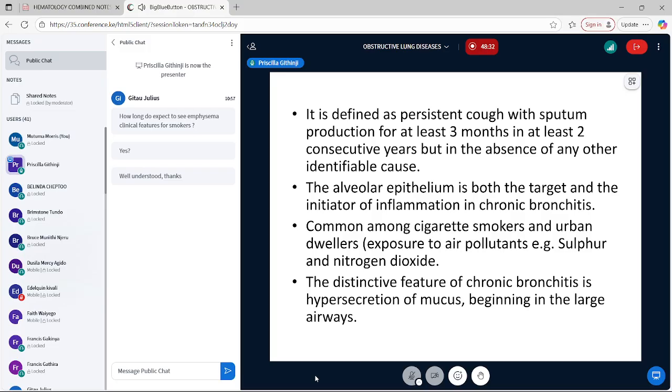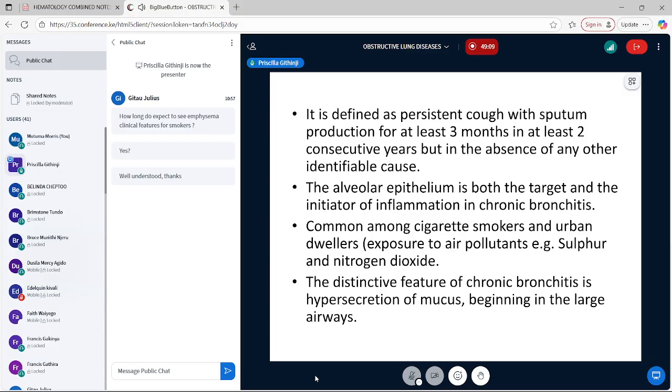You can't say, oh, yeah, he coughed because he had pneumonia, and you actually did a lab and you confirm that the patient probably had pneumonia. That's why they coughed, or they had TB or whatever. So there's no identifiable cause. The patient is just coughing for at least 3 months in at least 2 consecutive years. At least, meaning that the cough can be longer. Maybe they coughed for 4 to 5 months, but in 2 consecutive years in the absence of any other identifiable cause.